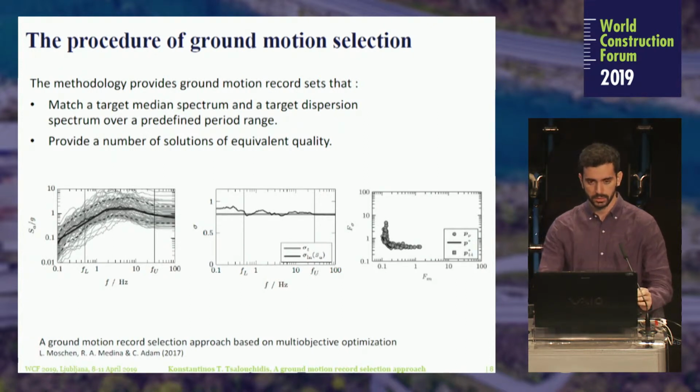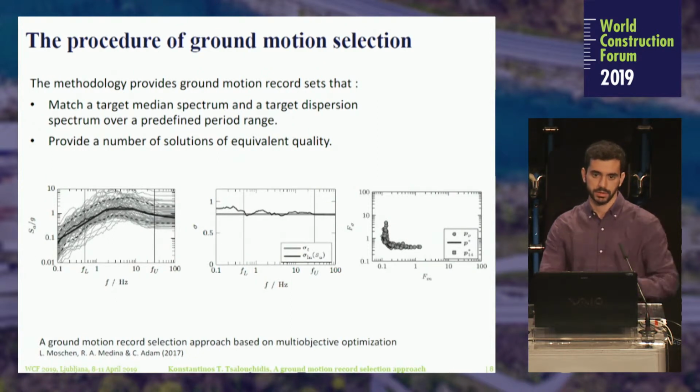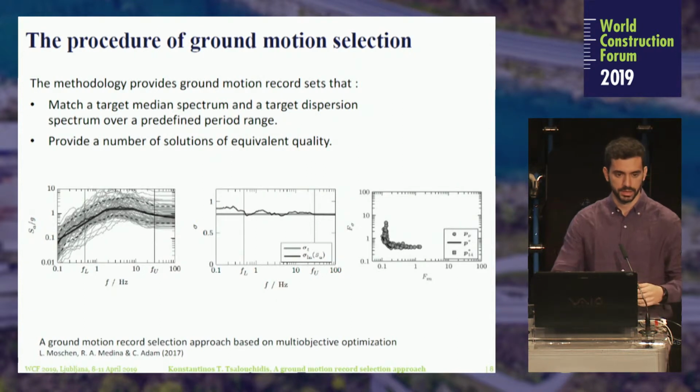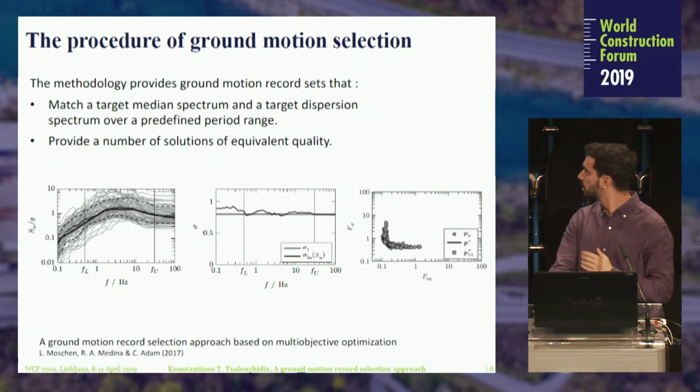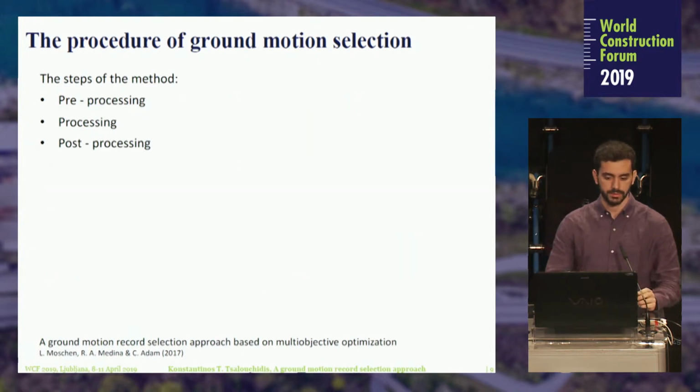What I want to point out here is that since we're talking about multiple objectives, more than one objective, medians and standard deviations, we should expect to have more than one solution. And that's what the third plot shows. On the x-axis is the one objective, meeting some median values, and on the other axis we can see meeting the other objective, standard deviation values. And here are all the sets that fulfill these requirements.